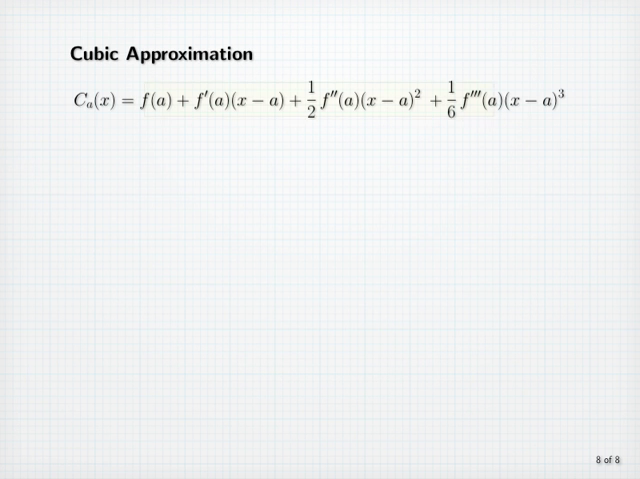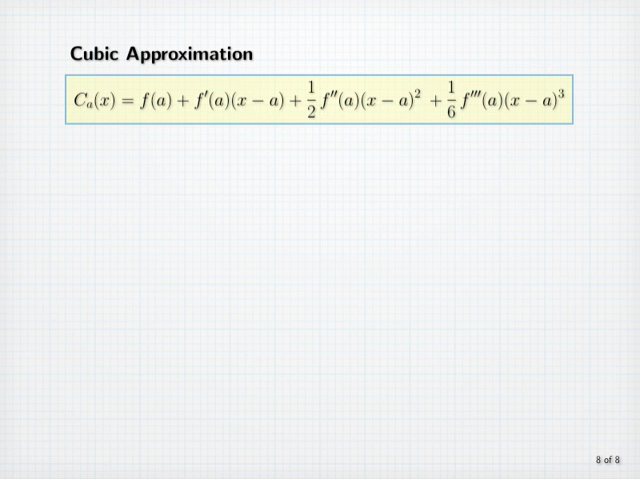Cubic approximation. This is as high as we'll go. Our purpose here is simply to indicate how higher degree approximations can be constructed. The cubic approximation to f at x equals a, which we denote by c sub a of x, is a cubic polynomial whose first three terms are exactly the same as the quadratic approximation of f at x equals a, plus a cubic term of the form 1/6 times f triple prime of a times (x minus a) cubed.